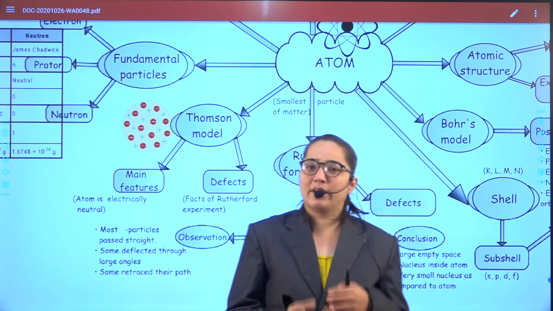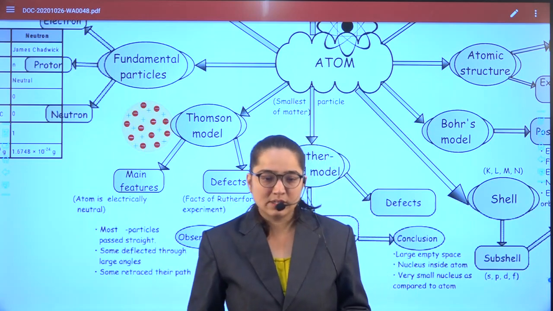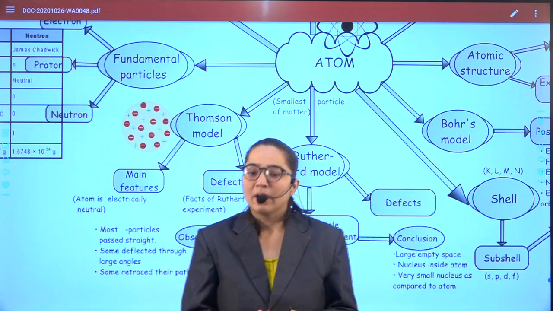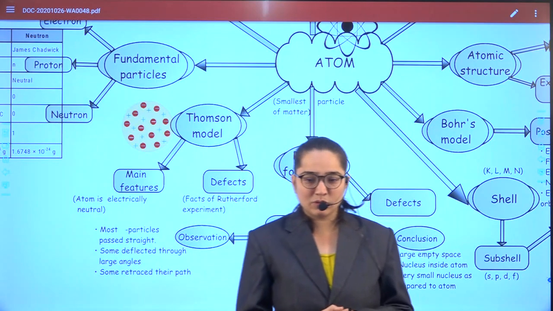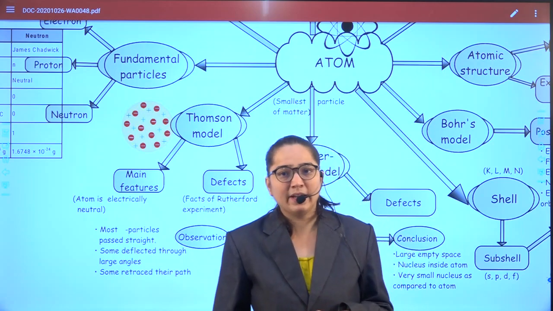Rutherford took a very thin gold foil and bombarded alpha rays on it. What he saw was that most of the alpha particles passed straight through and very few were deflected. This gave the conclusion that the space inside the atom is mostly empty.